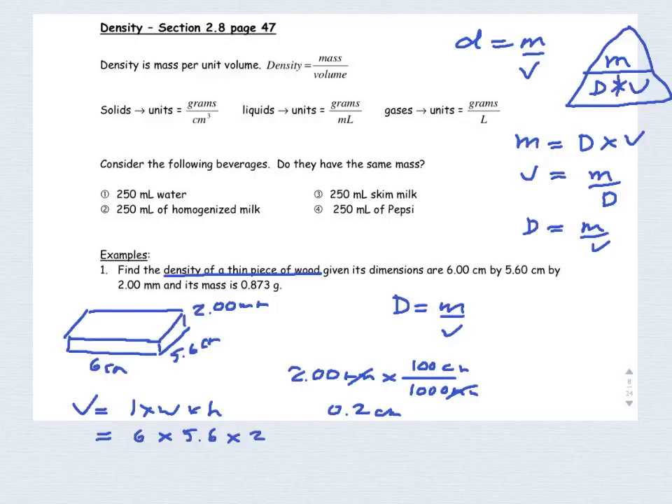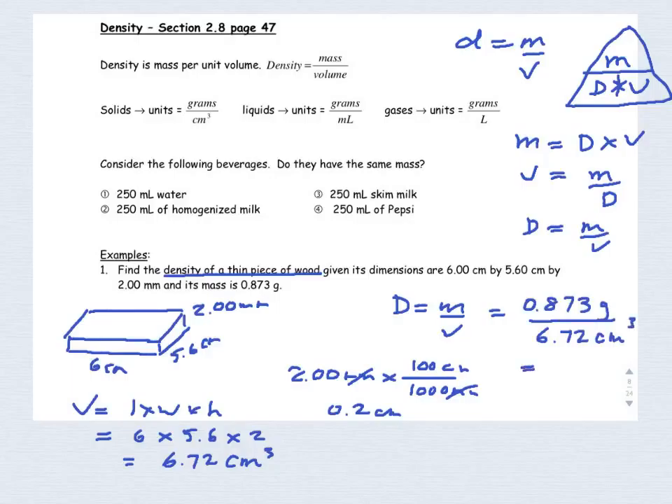And that's going to give me a volume of 6.72 cubic centimeters. I'm asked to find the density, so I go back to my formula. Density is equal to mass divided by volume. The mass is conveniently given to me in grams. So 0.873 grams divided by the volume of 6.72 cubic centimeters.